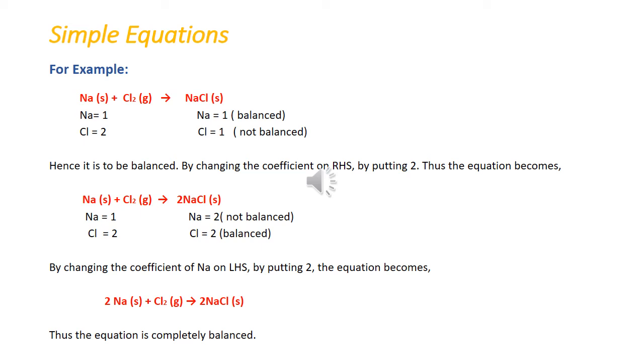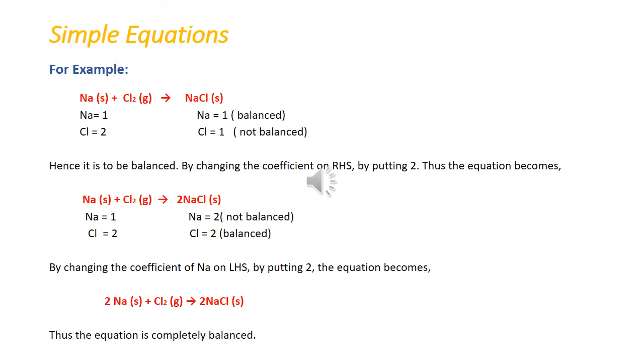Now the chlorine, the number of atoms on the reactant side of chlorine is 2 and on the product side it is 2. So now the chlorine is balanced but sodium is not balanced. So we have to balance this again by changing the coefficient of sodium on LHS, that is left hand side, the reactant side, by putting 2. Then the equation becomes 2Na plus Cl2 gives 2NaCl.